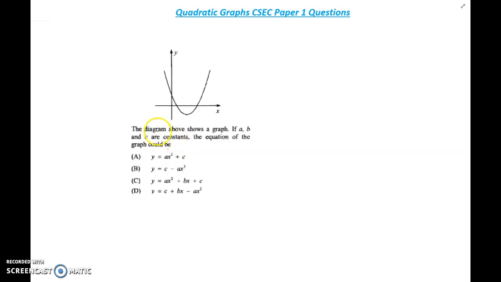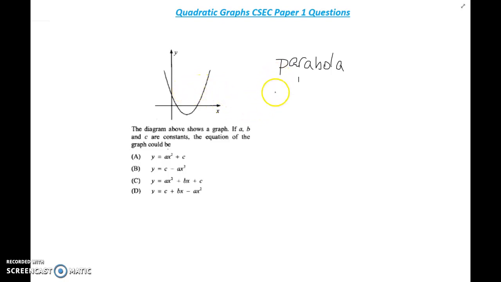So what you need to know is that this curve here is called a parabola, right? This is how a parabola looks. Sometimes we could have a minimum quadratic curve or parabola, and sometimes we have a maximum one, which goes the opposite way, which you'll see just now.